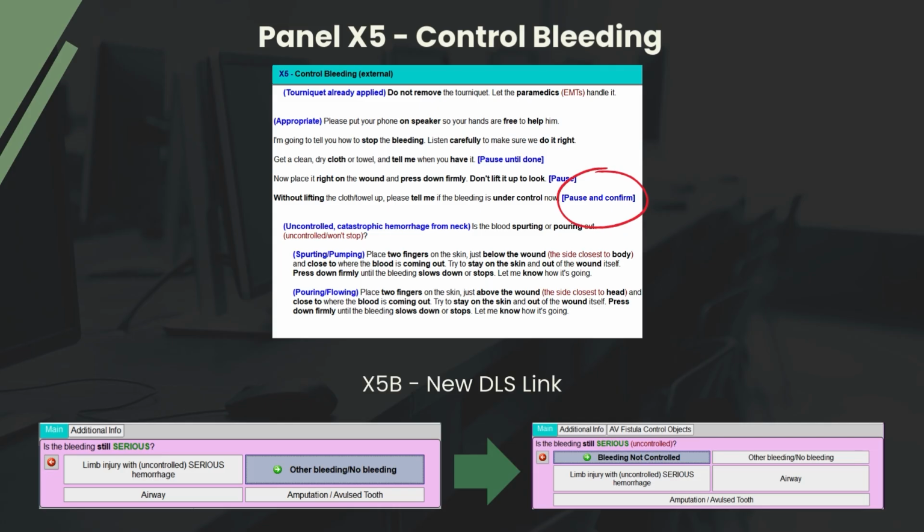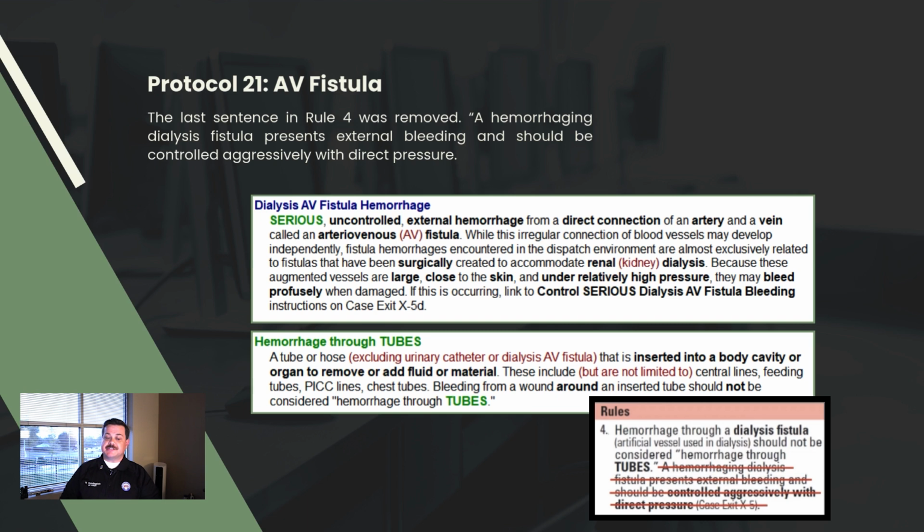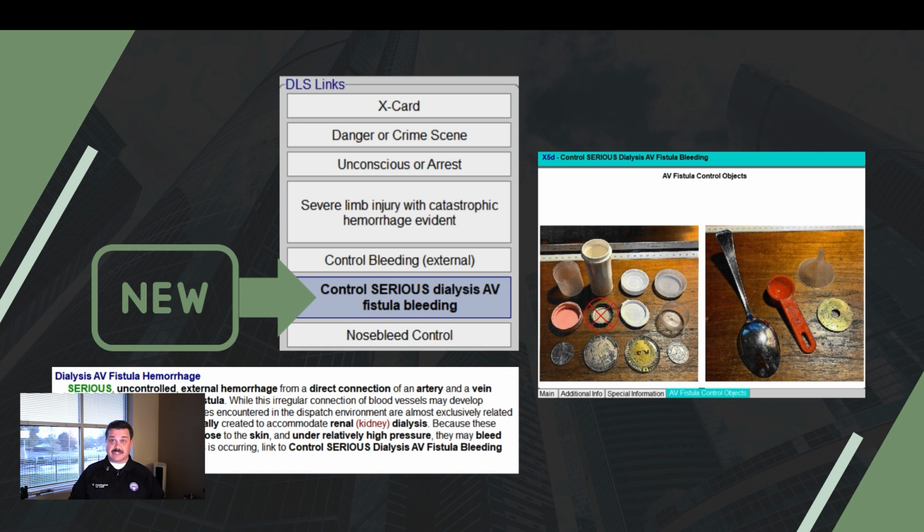In panel X5, you're going to see a new blue for your information telling you to pause and confirm, a new clarifier, uncontrolled, added to the operant question in panel X5 Bravo, and a new DLS link. Lastly, with Protocol 21, there is a change specifically regarding how we control bleeding from a dialysis fistula. First, notice that there's been a change to Rule 4. We've removed the instructions to control this bleeding with aggressive direct pressure, and instead we now have instructions with a specific DLS link for these types of cases.